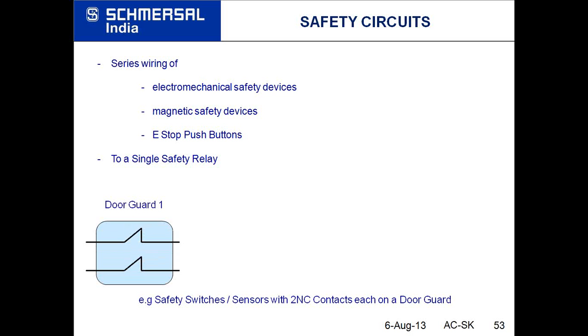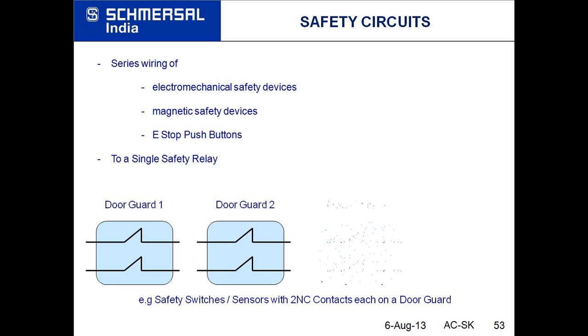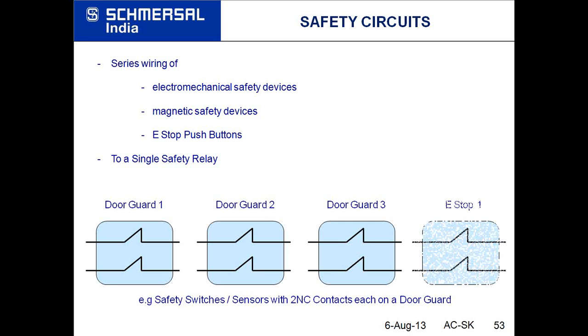Because of dual channel requirements for category 3 and category 4, you should use 2 NC contacts. If I have shown on the door guard 1, door guard 2, I have shown 2 NC contacts, and they can be series wired. Even you can include an emergency stop push button which can have 2 NC contacts, and they can be series wired to a single safety relay.